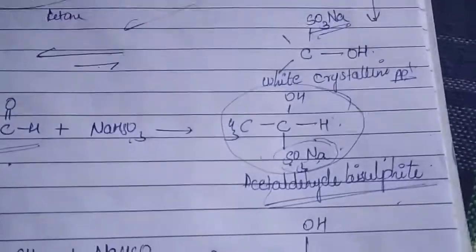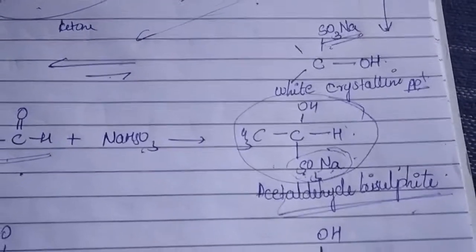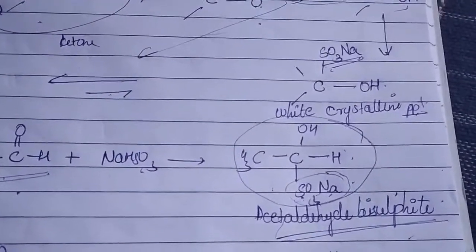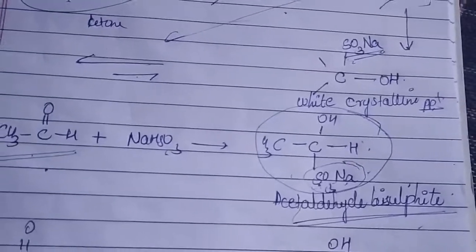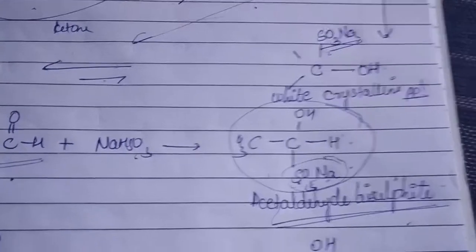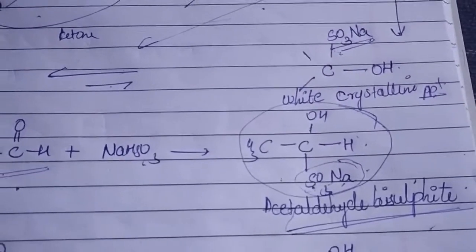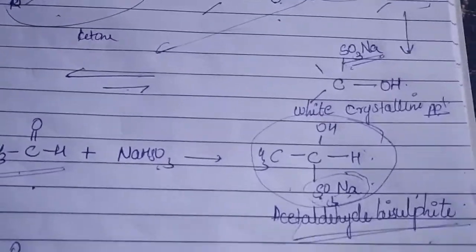So this completes today's video on nucleophilic addition reactions with hydrogen cyanide and sodium bisulfite. In our next class, or next video, we are going to see the other two important nucleophilic addition reactions, that is with alcohol and with Grignard reagents.